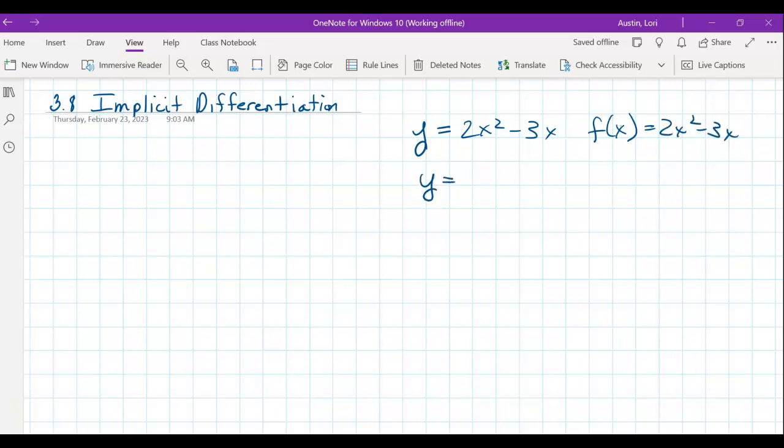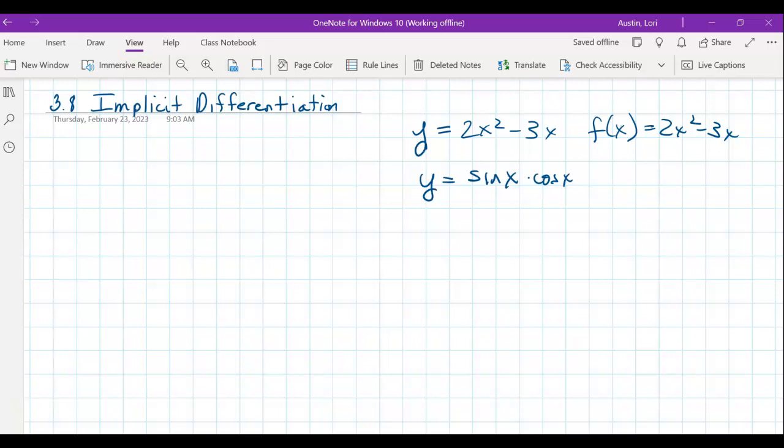Even if it's a sine function, sine x times cosine x, it's explicitly solved for y, and we are able to apply all the rules we've learned so far on differentiation to those problems. We're not going to do them.